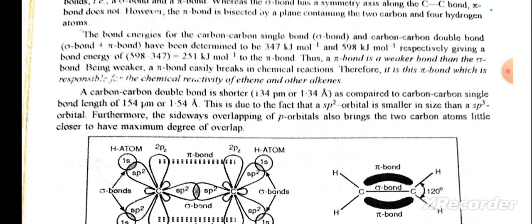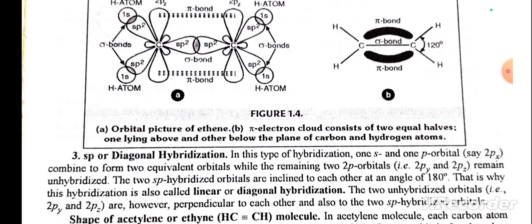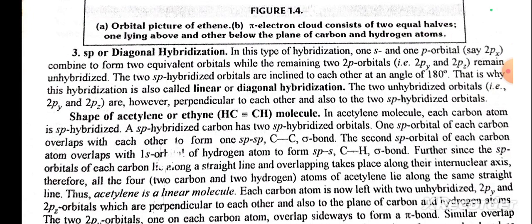A carbon-carbon double bond is shorter as compared to the carbon-carbon single bond length, and this is due to the fact that the sp2 hybridized orbital is smaller in size than the sp3 hybridized orbital. Furthermore, the sideways overlap of the p orbitals brings the two carbon atoms a little closer to have a maximum degree of overlap.